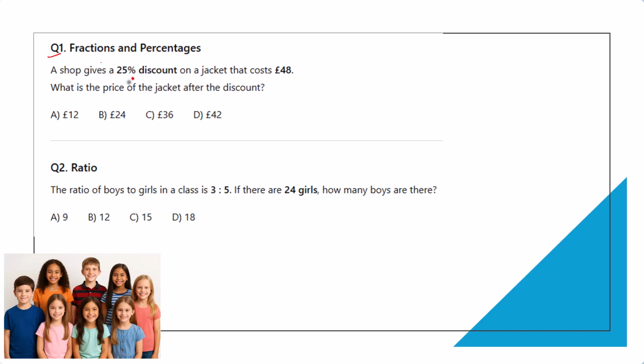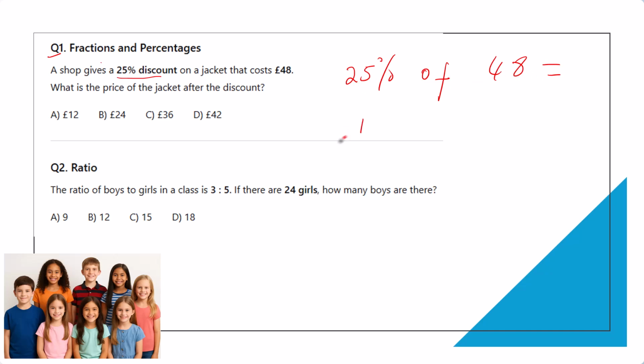It says a shop gives a 25% discount on a jacket that costs 48 pounds. So basically, they're giving a discount. They're selling it cheaper for you. Now, the discount they're giving you is 25% of how much it should be. And it should be 48 pounds. So in this question, you need to get 25% of 48.